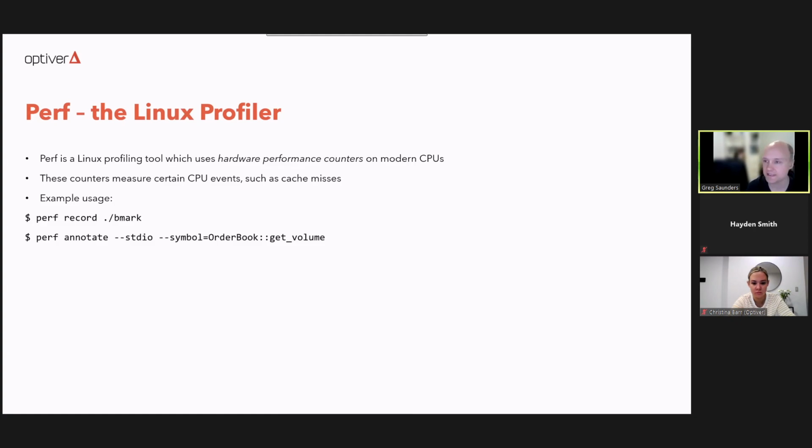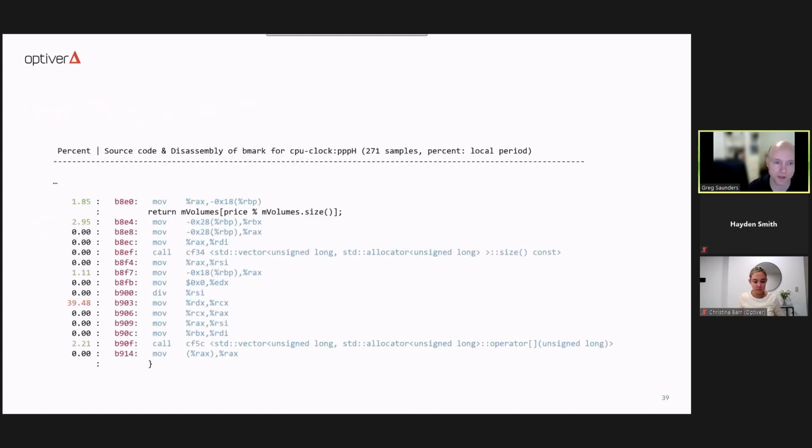So I've shown an example there of how you would use the Perf tool. Firstly, you run perf record on your benchmark code, and that produces a file. And then you can use a tool like perf annotate that will show you each instruction of your getVolume method and approximately how long it was taking to execute that instruction. So let's take a look at the output of that.